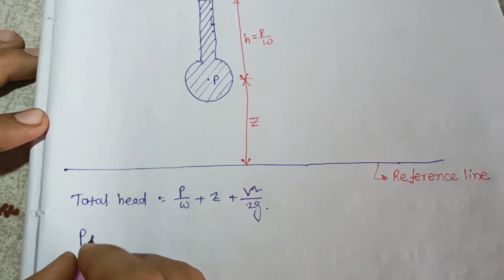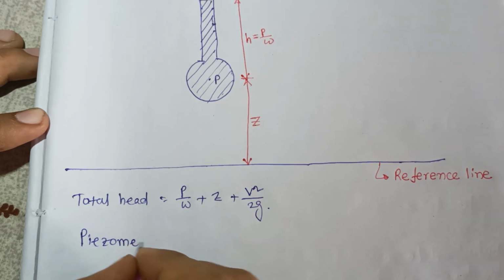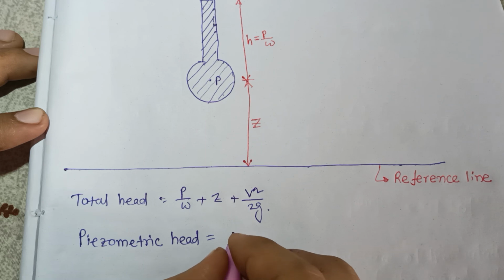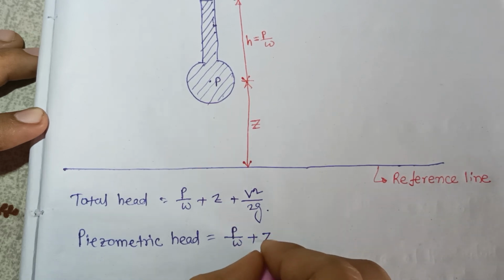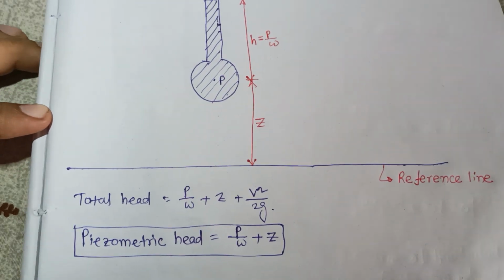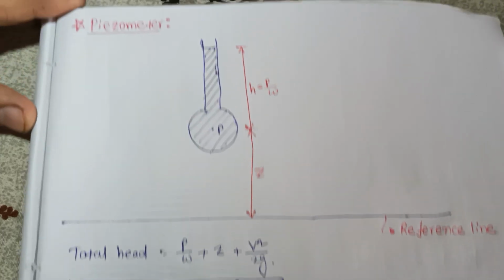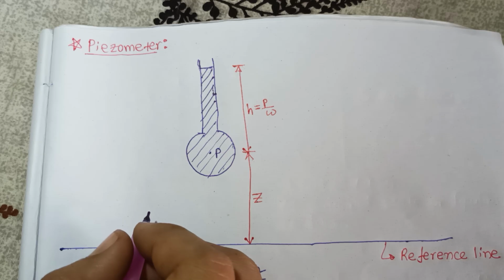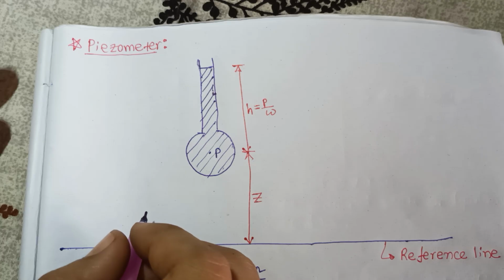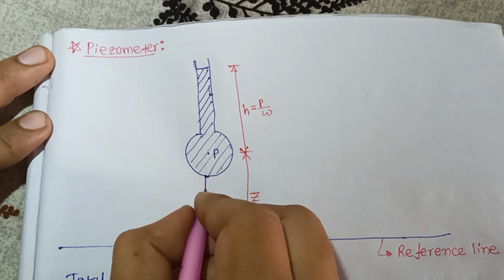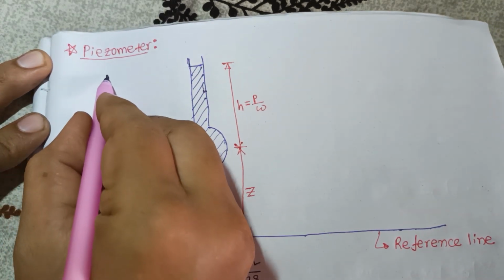So here the piezometric head is equal to p by omega plus z. So this is the piezometric head. Now you can also attach one tube to measure the pressure in this way. So you can attach the tube here also. Any orientation you can attach this tube.